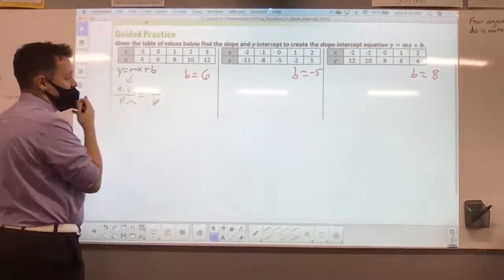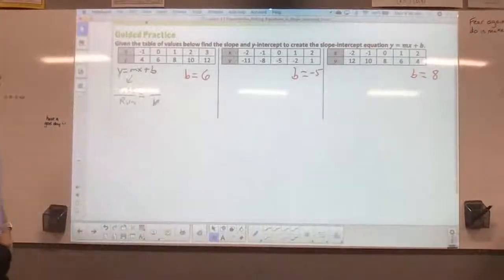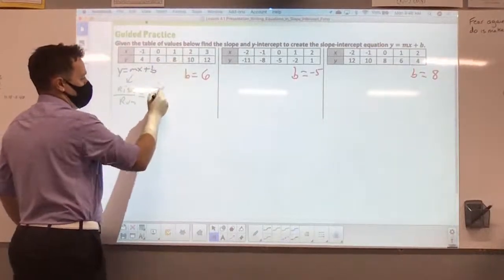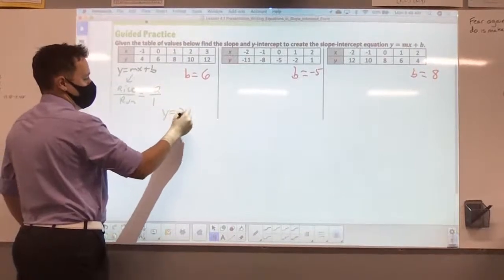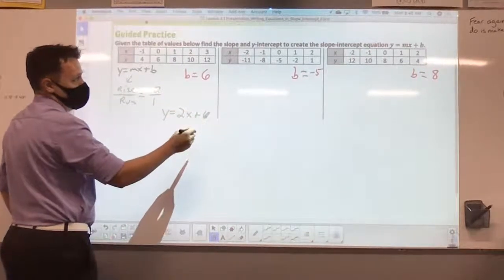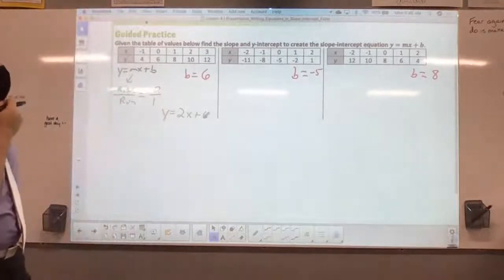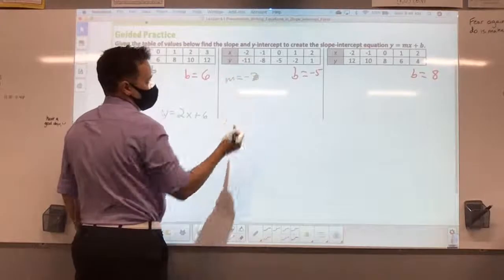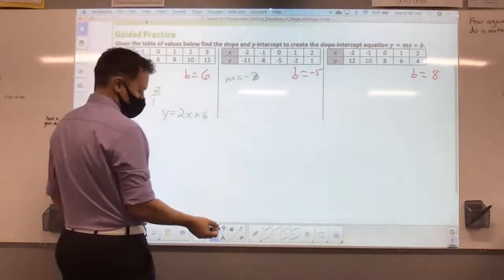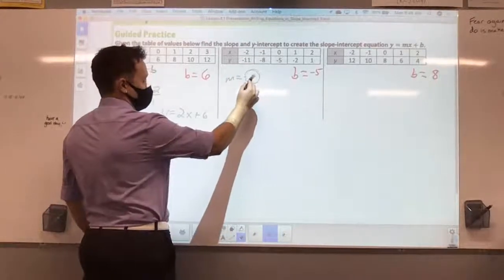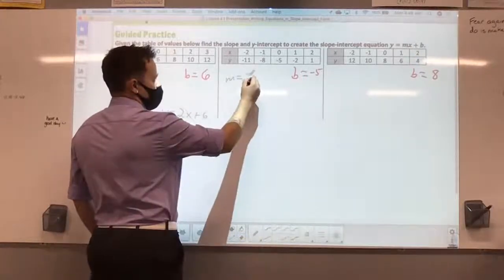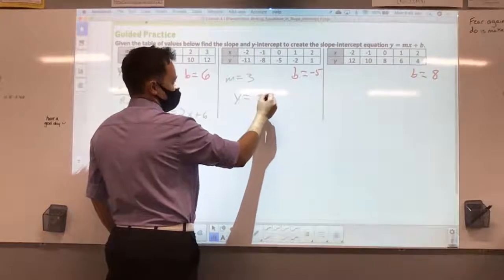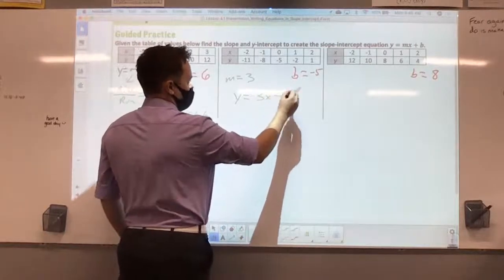Okay, now it's simple, but we always try to start simple, right? So the change here, 4, 6, 8, 10, that would be a 2. So you know it's y equals 2x plus 6. Change in the other one is what? -3? Or is it 3? 3. So you know this is y equals, because that never changes, mx plus b.